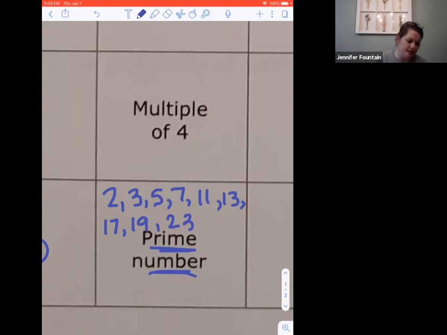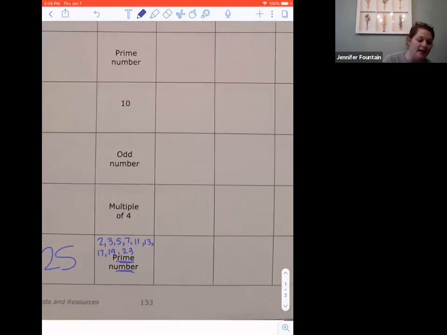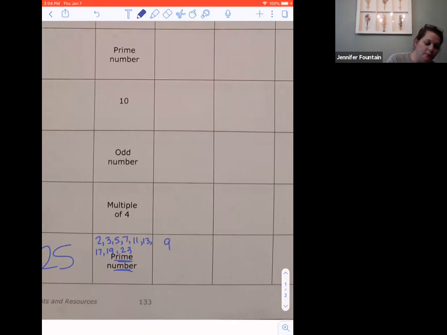2, 3, 5, 7, 11, 13, 17, 19, 23. Okay, so those are my prime numbers. How many prime numbers are there between 1 and 25? 1, 2, 3, 4, 5, 6, 7, 8, 9. So I have 9 prime numbers out of a total possibility of 25. So my probability of getting a prime number would be 9 out of 25.